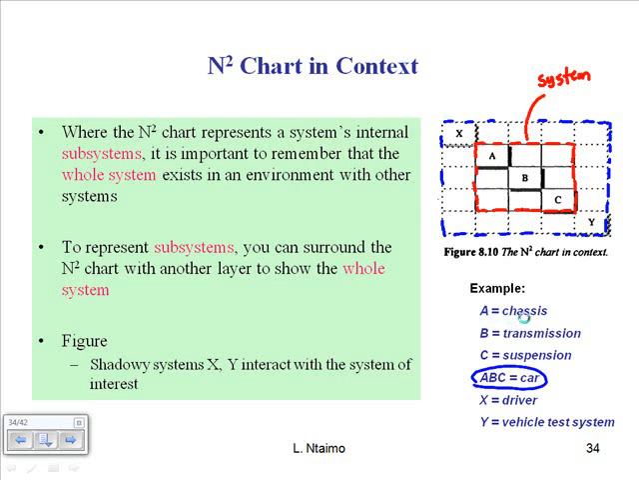A could represent the chassis. B could represent the transmission. C could represent the suspension. Okay. Then these other systems such as X and Y could be, for example, X could be the driver, Y could be the vehicle test system, or it could be the road. Okay. So when I want to show the environment or the context for the system, I need to use these dotted lines in my n-squared chart.